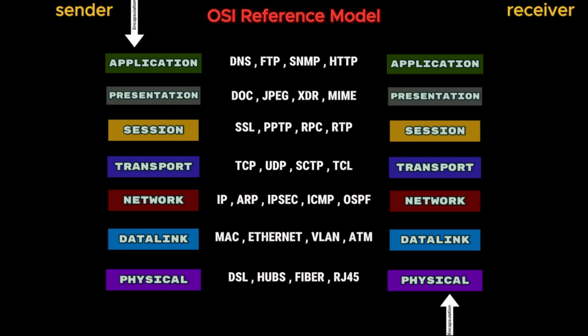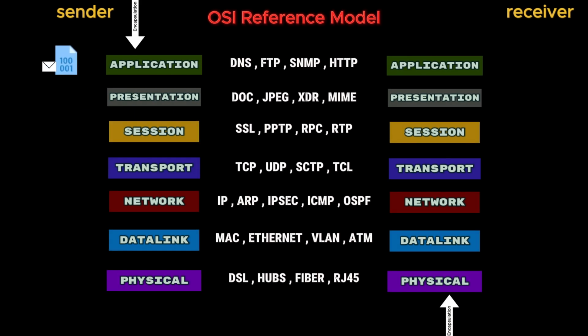Encapsulation is used to describe a process of adding headers and trailers around some data. For example, here is what happens when you send an email using your favorite email program, such as Outlook or Thunderbird. The email is sent from the application layer to the transport layer.